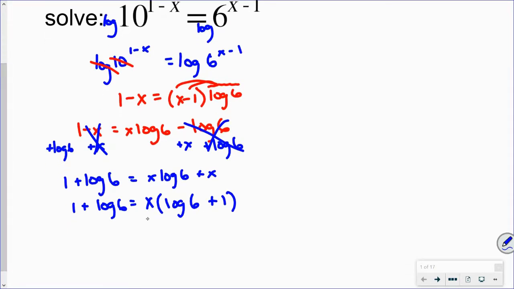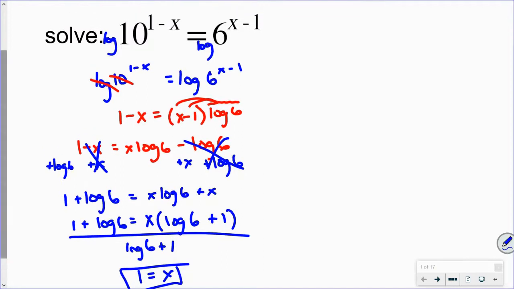And then we will divide by log 6 plus 1. And then 1 plus log 6 divided by log 6 plus 1. Those are the exact same thing, so you get 1. So x equals 1. If we plug that back in, you get 1 minus 1 is 0. So 10 to the 0 is 1. And 1 minus 1 is 0. 6 to the 0 is 1. So you get 1 equals 1. Okay.